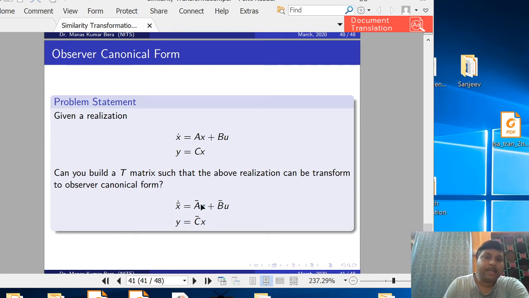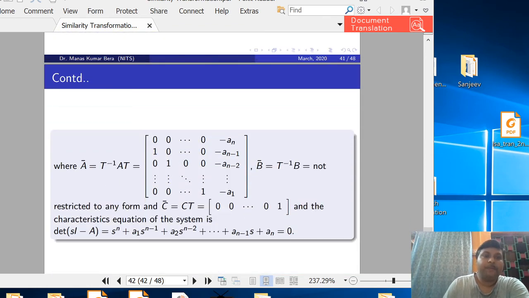Okay, so now how the A bar... and here I want to tell you that for the observer canonical form, they have the fixed A bar and C bar, but B bar is nothing fixed. Whatever by calculation it will come, you have to write. So that's why your A bar should look like this after doing T inverse AT, and B bar is equal to T inverse B, not restricted to any form, but C bar is fixed, that is 0 0 1. And how this A1, AN minus 1, AN minus 2, minus A1 have come, they are the coefficients of the A's in the characteristics equation. So you have to find out the characteristics equation.